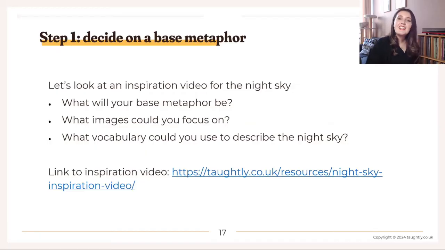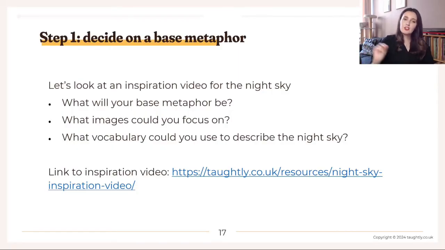The first thing that you need to do when you're writing an extended metaphor is you need to decide on a base metaphor, right? Your basic metaphor. For example, the night sky is an eye. The night sky is a tapestry. So I'm going to show you now an inspiration video for the night sky. As you watch this video, I want you to think about what will your basic metaphor be?